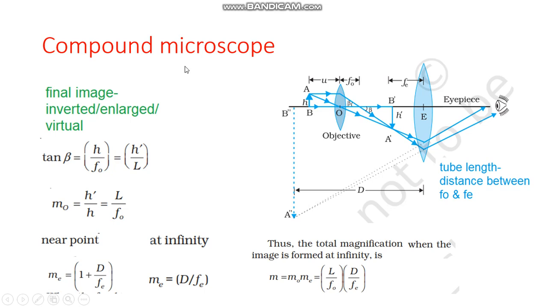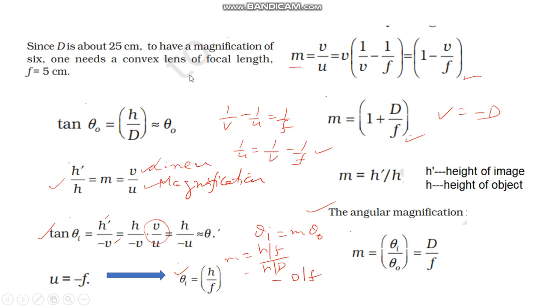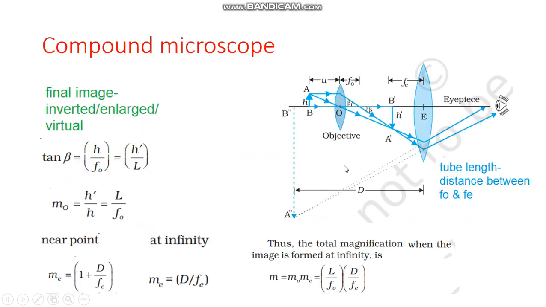So we'll talk about the compound microscope. In a simple microscope you use only one lens, and the maximum magnification it will achieve is 8 to 9. But if you want more magnification, you have to go with a compound microscope.